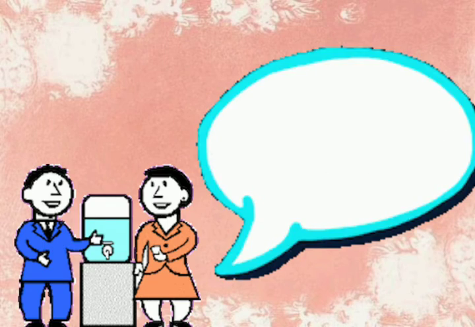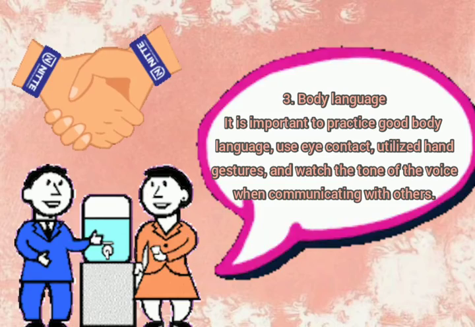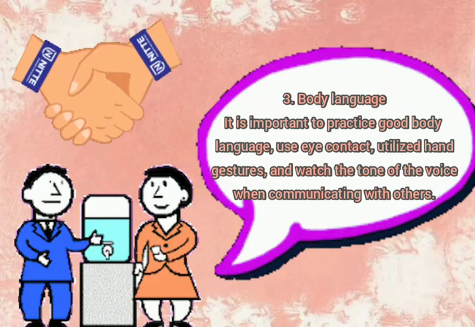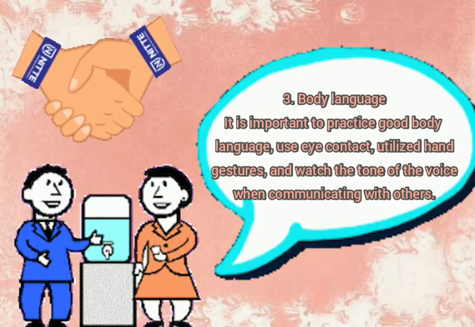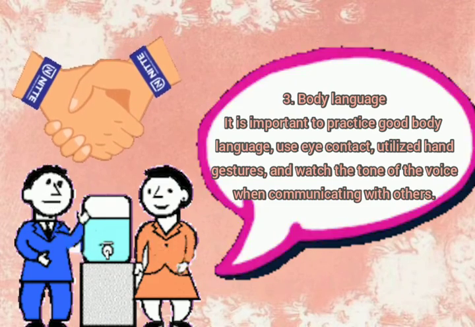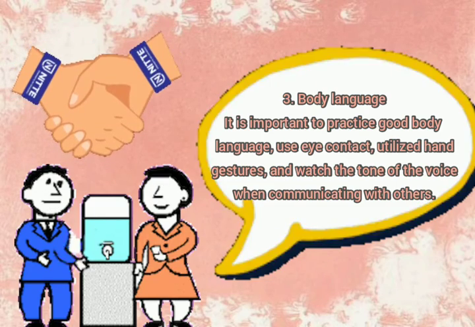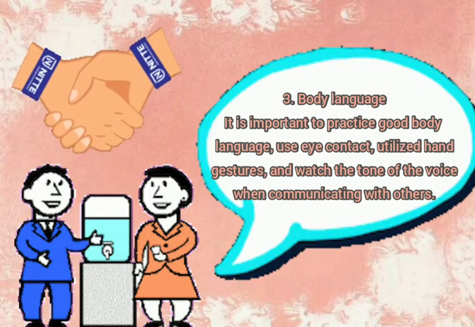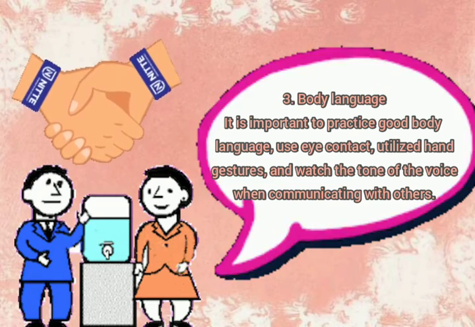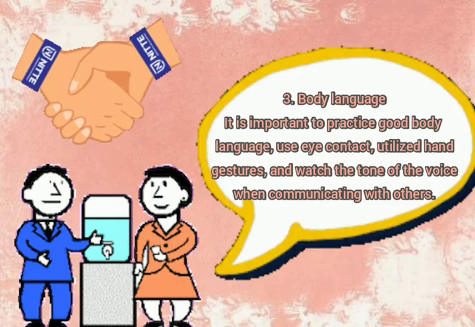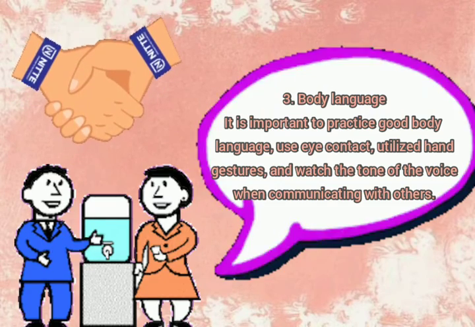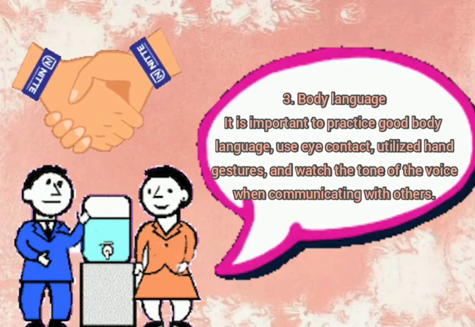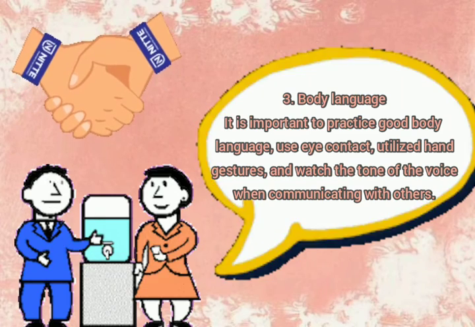Number three is body language. It is important to practice good body language. Use eye contact, utilize hand gestures, and watch the tone of the voice when communicating with others. A relaxed body stance with a friendly tone will aid in making you look approachable by others. Remember that eye contact is important in communication. Look the person in the eye to indicate that you are focused on the conversation, but make sure to not stare at the person as it can make him or her uncomfortable.